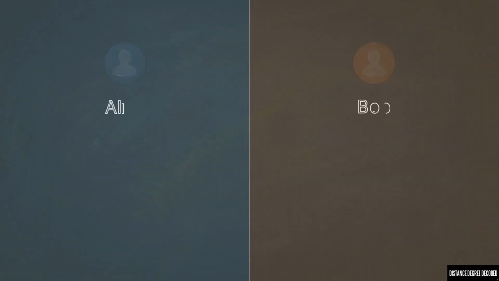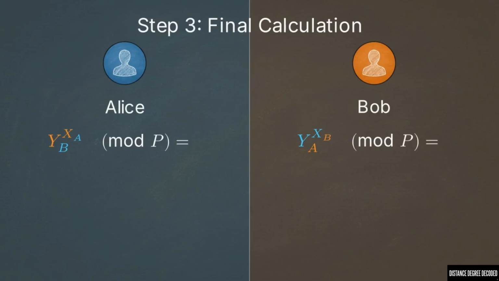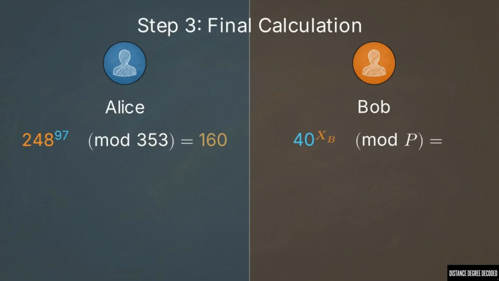Step 3 is the final calculation. Both parties take the public key they just received and raise it to the power of their own private key, modulo p. Alice takes the 248 she received from Bob, raises it to her secret 97, modulo 353. Her final result is 160. Bob takes the 40 he received from Alice, raises it to his secret 233, modulo 353. His final result is also 160.